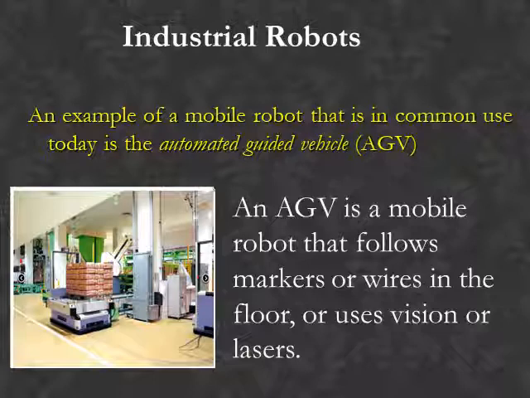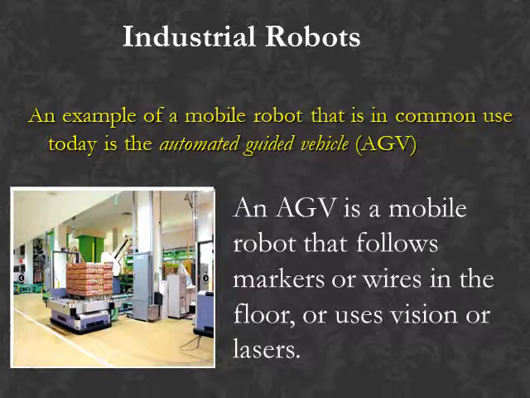An example of a mobile robot that is in common use today is the automated guided vehicle. An automated guided vehicle is a mobile robot that follows markers or wires in the floor, or uses vision or lasers.